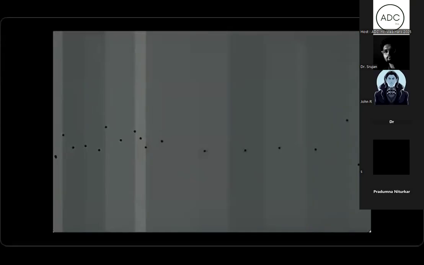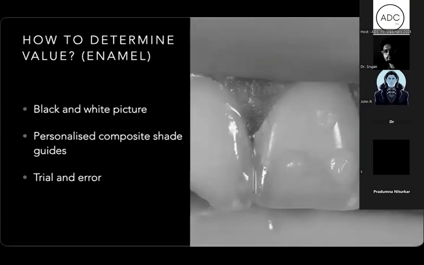So what is happening here? We are focusing on the value. We have eliminated the hue. We have eliminated the chroma, right? So that is exactly what we are going to do to determine our enamel shade.